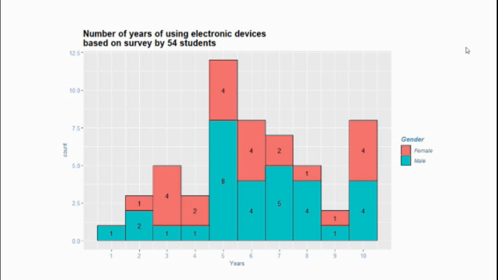From this graph we can clearly see how organized the bar graph is and how it's distributed. We can see that there's an equal number of male and female participants at 10 years, with 4 male and 4 female participants, and then almost similar also at 6 years with 4 male and 4 female participants as well.